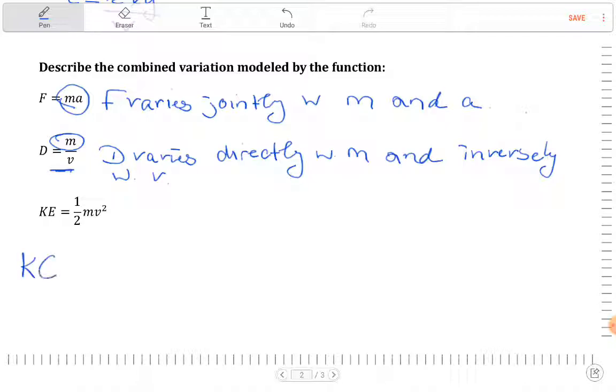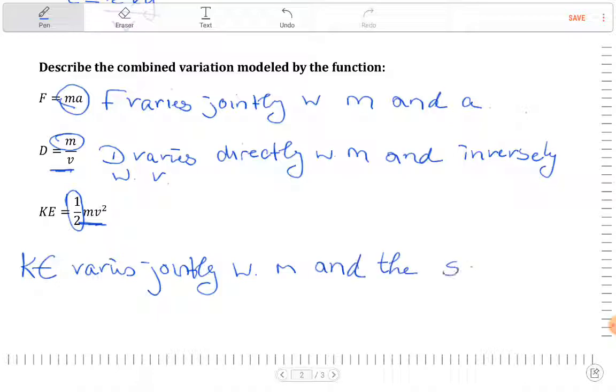KE. In cases when we just have to describe what we're doing, constant numbers, in this case the 1/2, don't have to be mentioned in the relationship. So we only have to talk about the m and the v squared, and because they're both multiplied, I know it varies jointly with m and the square of v. Okay.